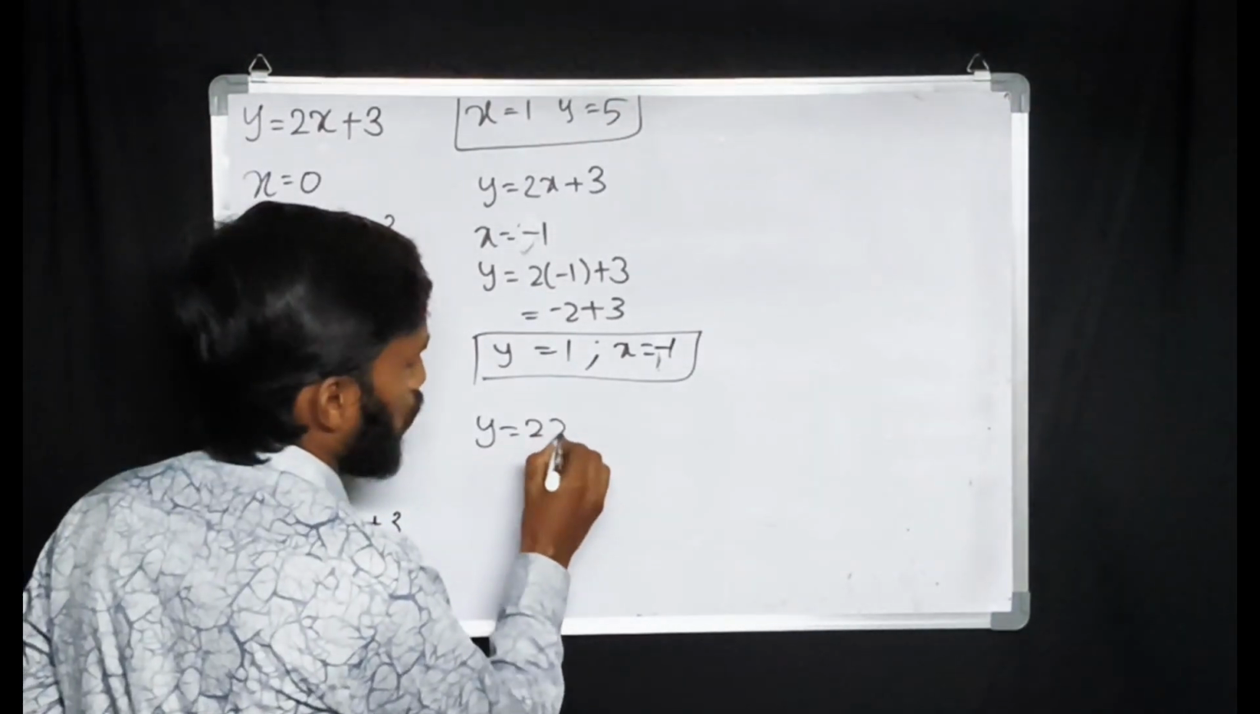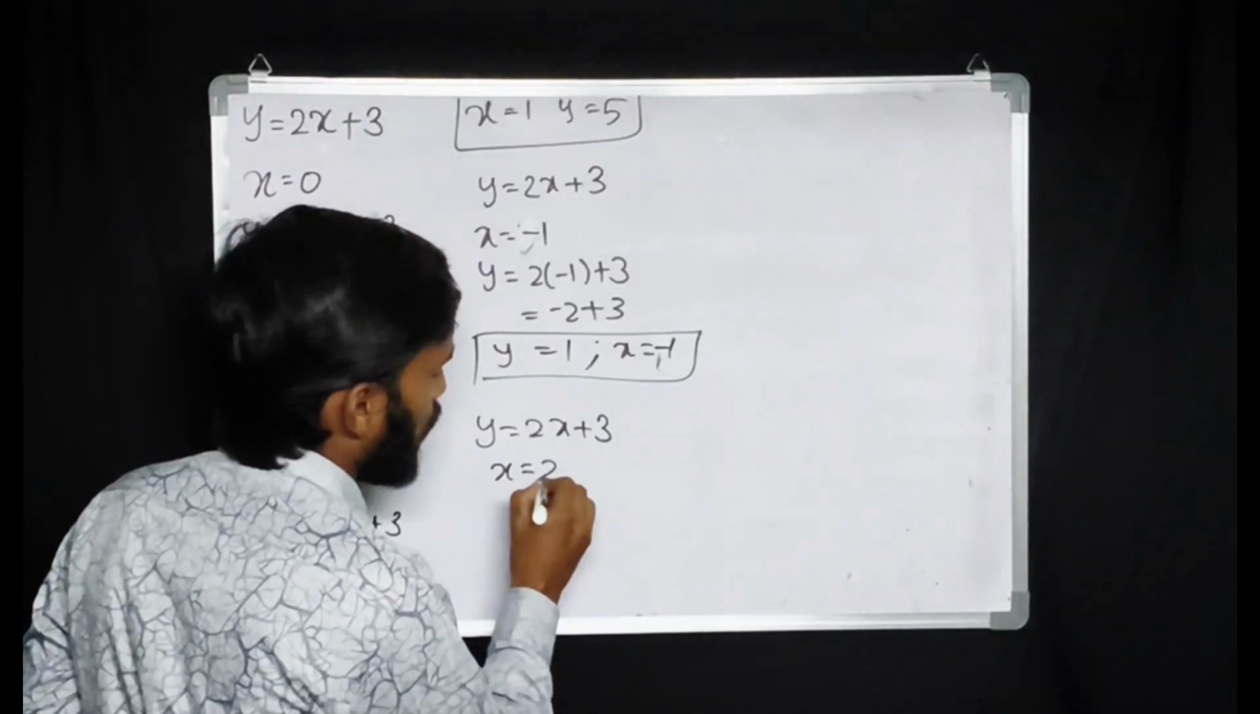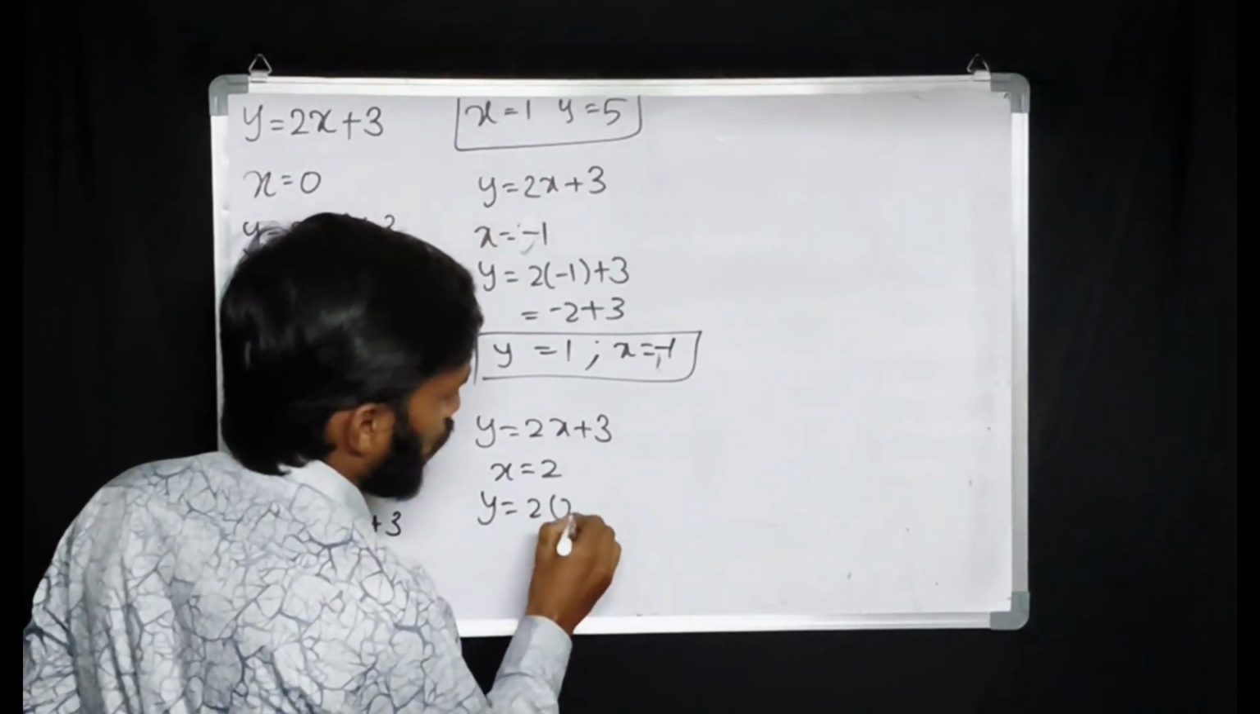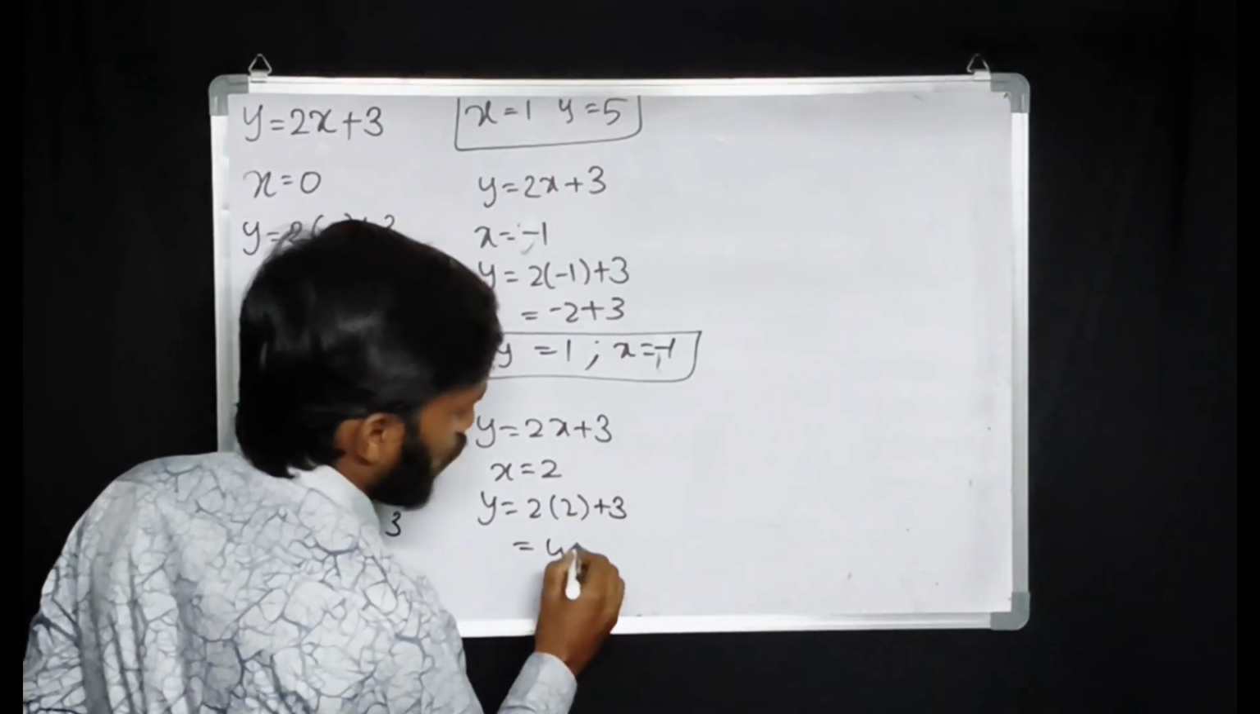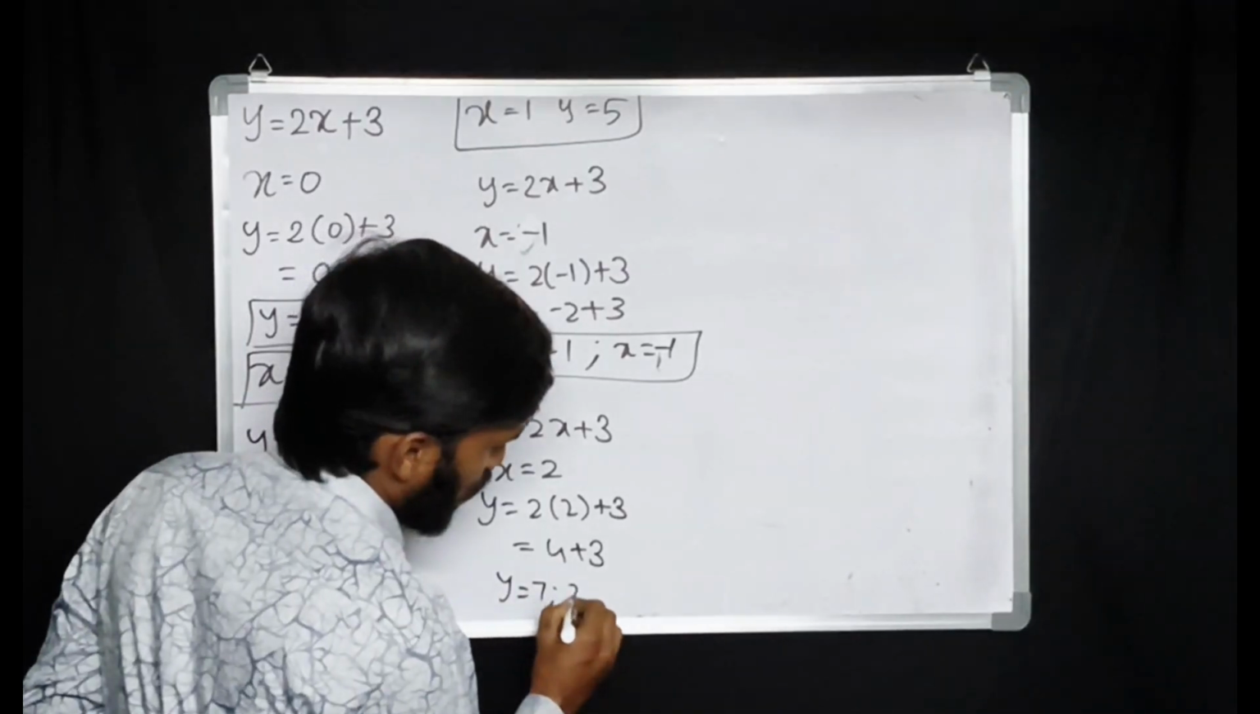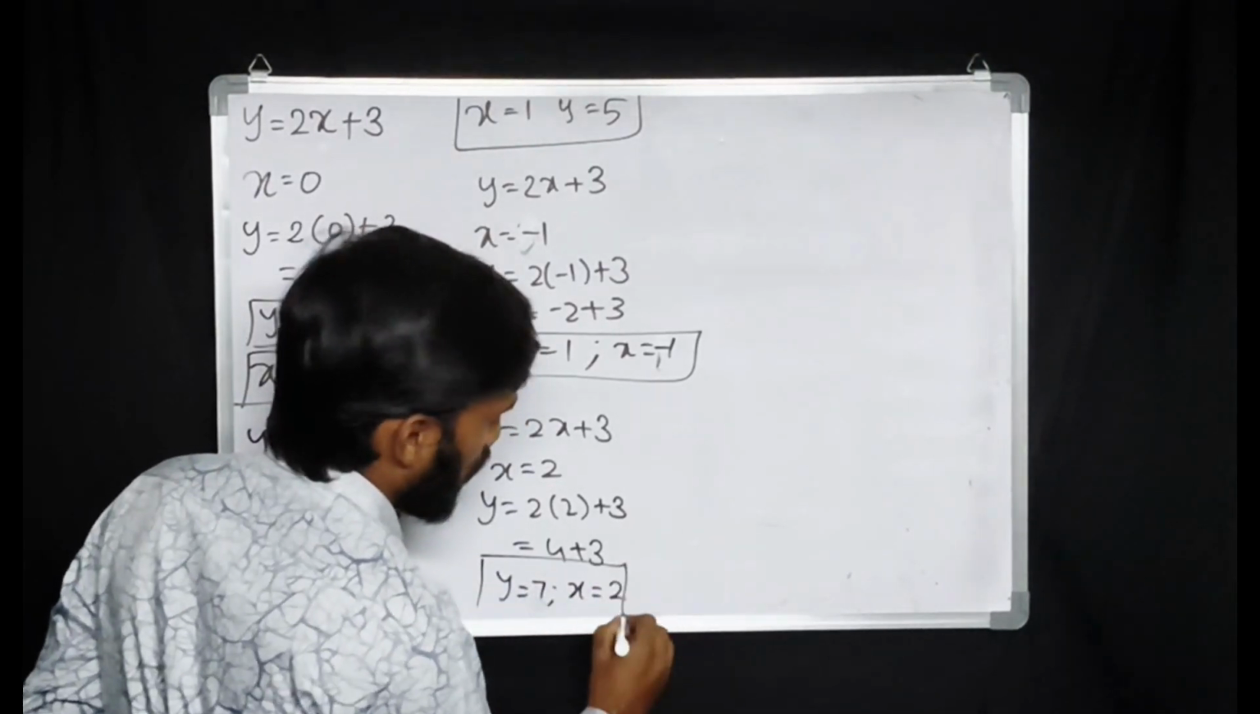And next, y is equals to 2x plus 3. Take x is equals to 2. y is equals to 2 into 2 plus 3 is equals to 4 plus 3, y is equals to 7. x is equals to 2.